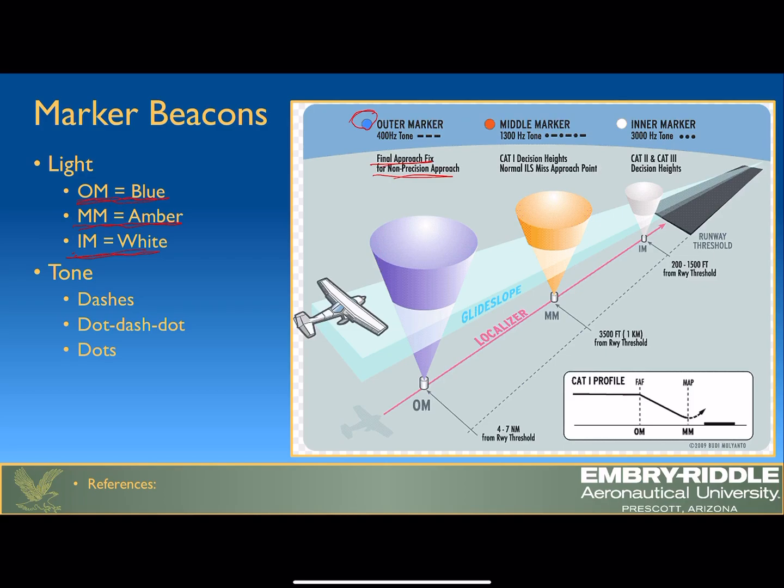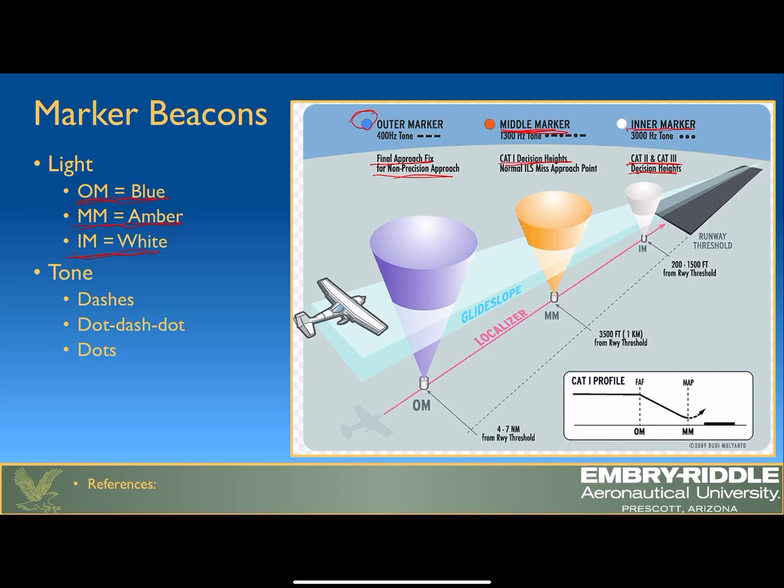So again, for us, that middle marker is kind of the most important one because that is our decision height. So that tells us this is where you should see the runway. When you hear that dot dash, or you see that amber light, you should see the runway. If you don't, you need to execute a missed approach. Okay, and then if obviously you're flying a more advanced aircraft, Category 2 or 3, then you would go all the way to the inner marker, and that is where your decision height is.